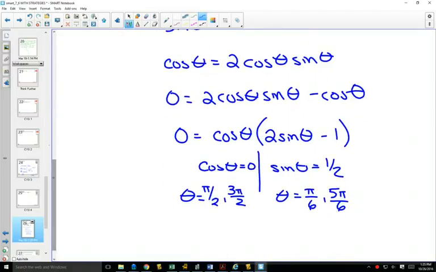Now, the danger of dividing by cos. I'm going to do it in red up here because people will be tempted to divide this side by cos and this side by cos. These will cancel out and you'll get 1. These will cancel out and you'll just have 2 sine theta. You will still get these 2 answers with sine theta.